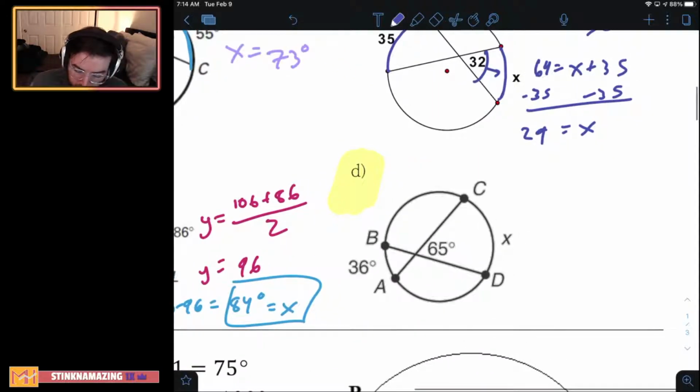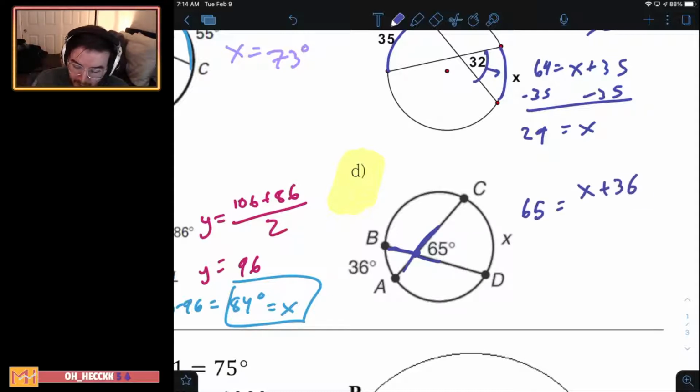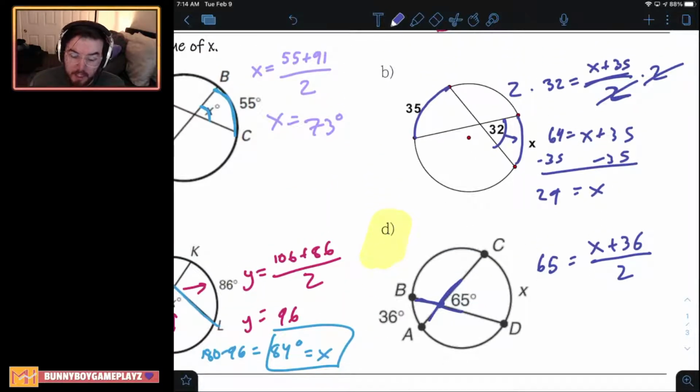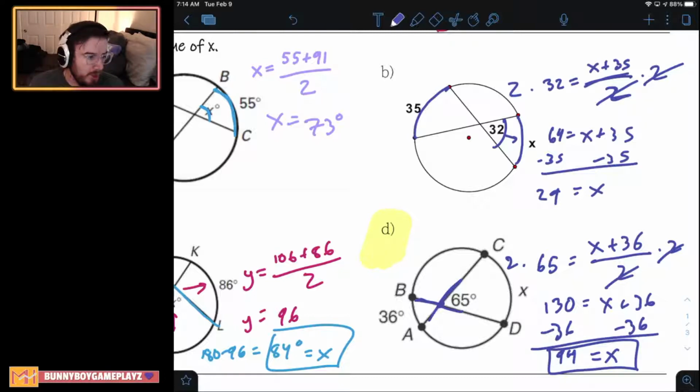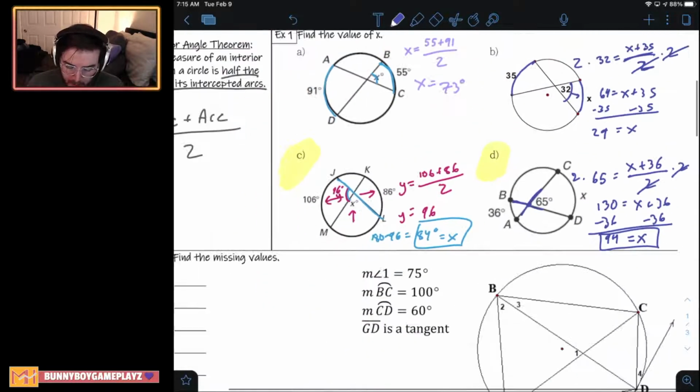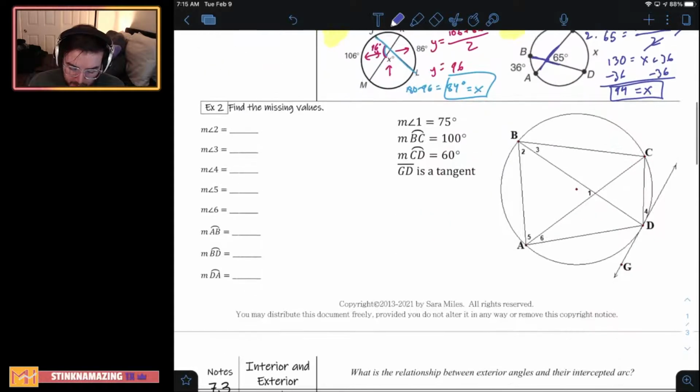So in this situation, the interior angle, 65 degrees, is equal to the two arcs added together divided by 2. Exact same problem as B, right? So times 2 times 2, we get 130. These cancel out. If we're adding 36, we subtract 36, and we get 94. X equals 94. So there's that. And there's our examples for interior angles.